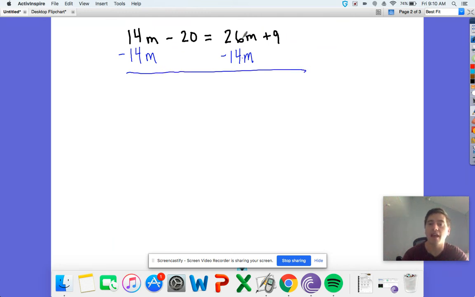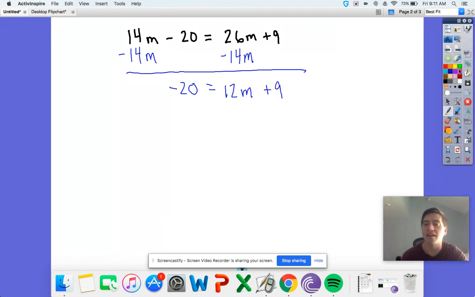Notice that I put these m's under the other m's and not under the 9 because these are like terms. I couldn't take away 14 m's from 9. That doesn't make sense. So I have to line these up with their like terms. So this is 0 here, and then the negative 20 comes down. 26 m's minus 14 m's is 12 m's, and the 9 comes down.